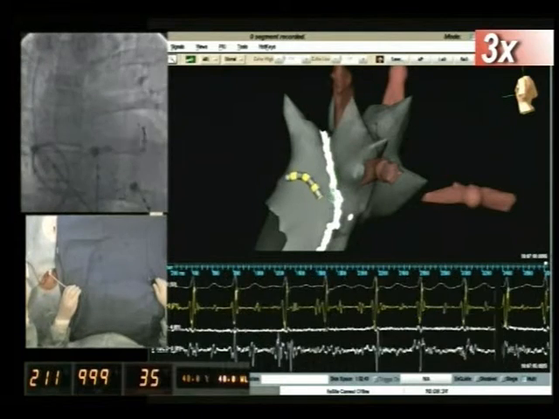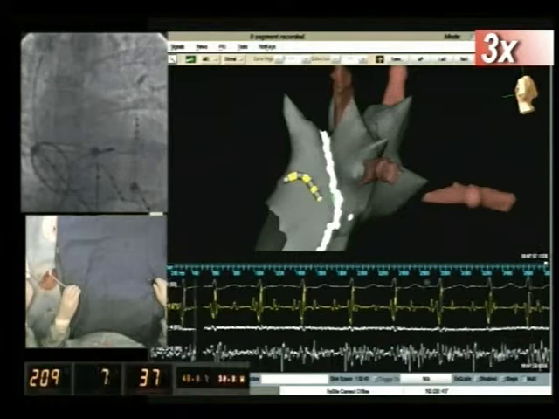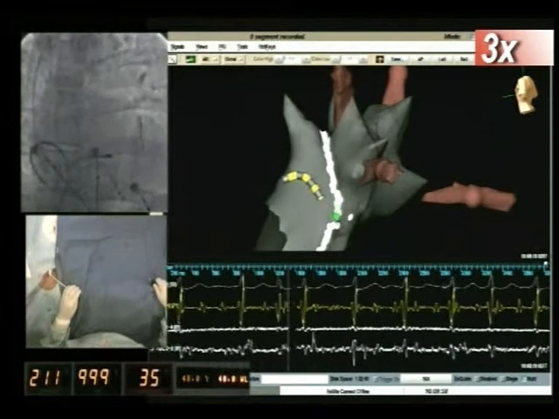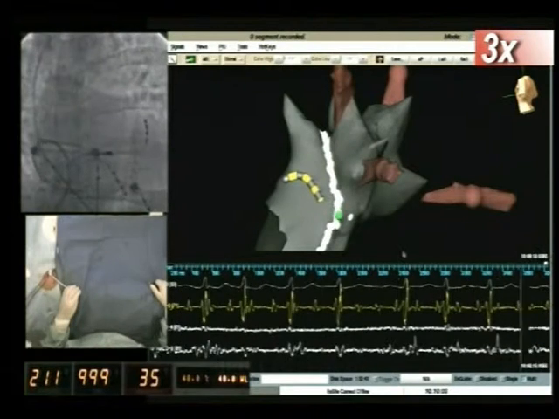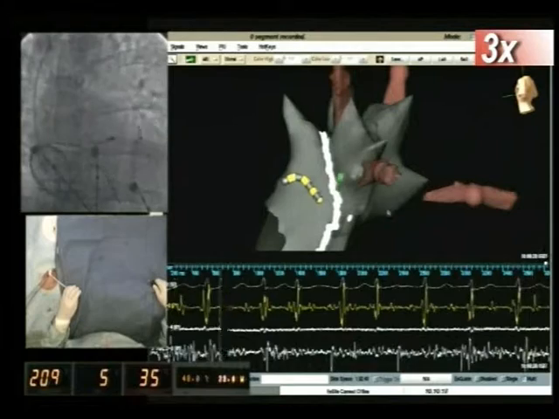The NAVX software allows a detailed anatomy reconstruction of the left atrial appendage and the ridge, as you can see in this lateral projection of the left atrium. The operator returns to the line to check for potentials and apply radiofrequency where needed.